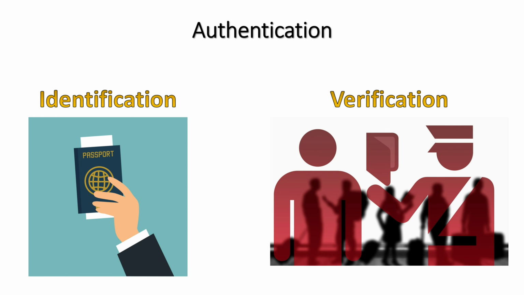Identification involves presenting a unique identifier to the security parameter of a system that distinguishes the user from other users. Verification involves presenting information that corroborates the link between the user and their identifier.